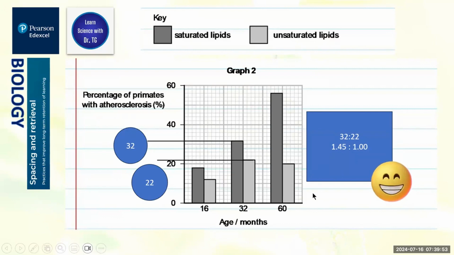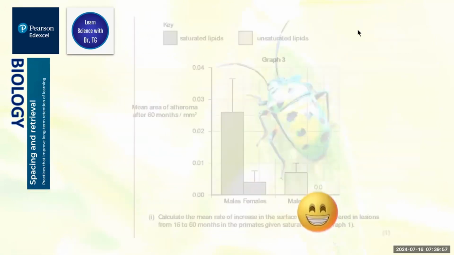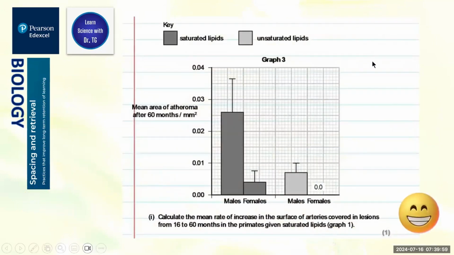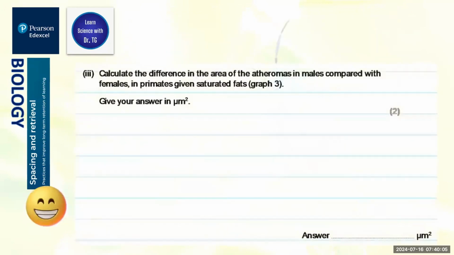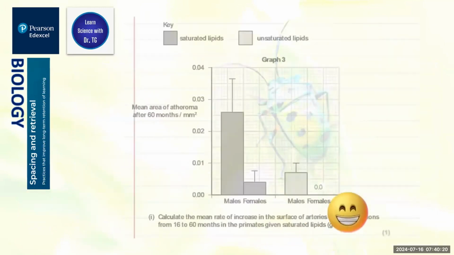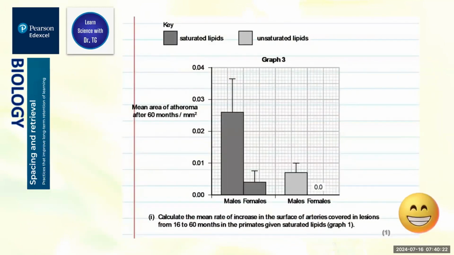Right, now my intention here is to provide the statistical analysis of the data. So the second last question, I will also quickly go through it. Calculate the difference in the area of atheromas in males compared with females in primates given saturated fats. Give your answer in square micrometer. So here again I take this data.